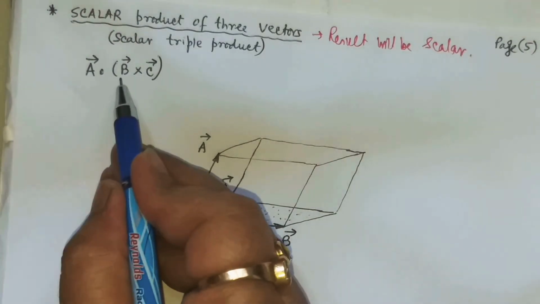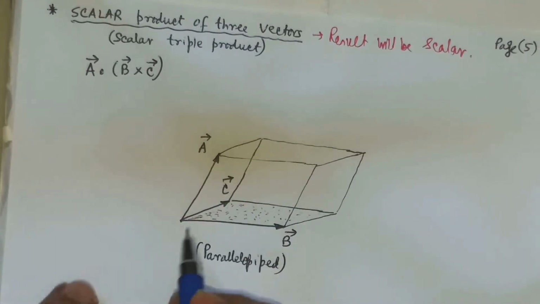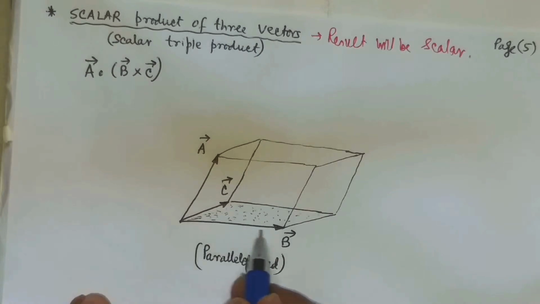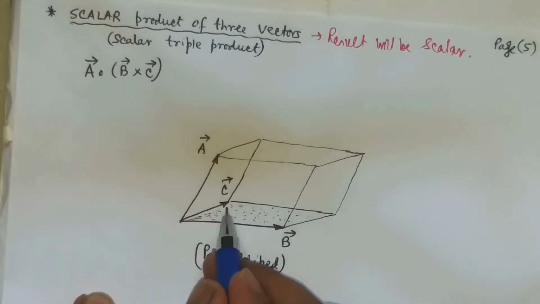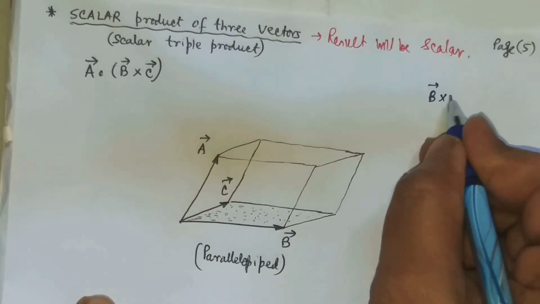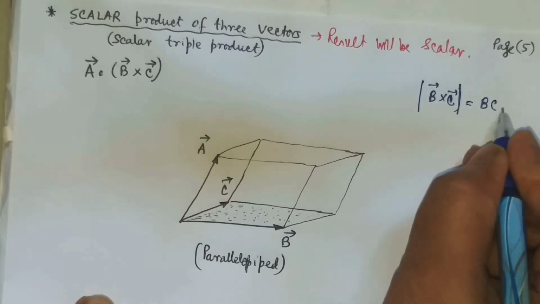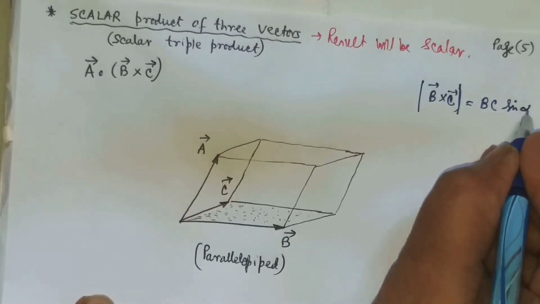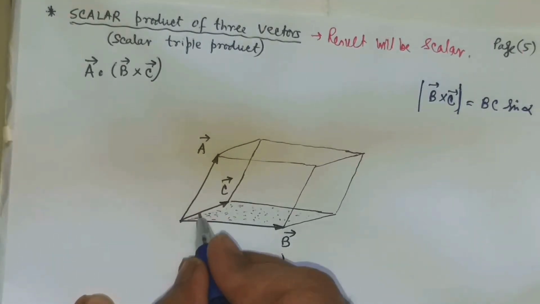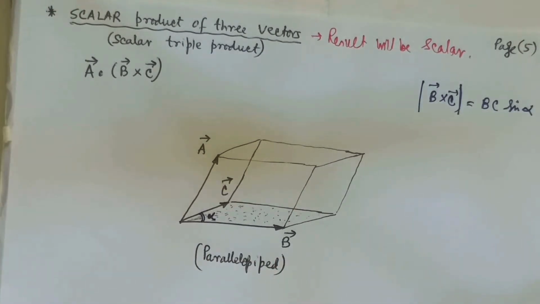See, B cross C we have to find out. What is B cross C? Imagine I draw B and C. And what is cross product? You have seen, the magnitude of B cross C will be equal to B into C into sine of the angle between them. Let us say alpha is the angle between them. So this is BC sine alpha.